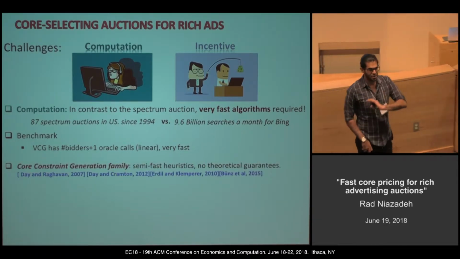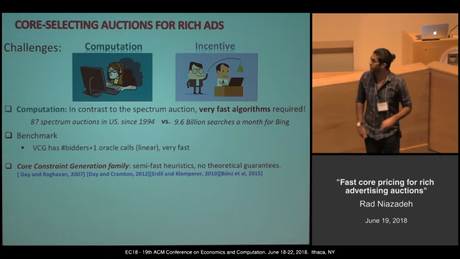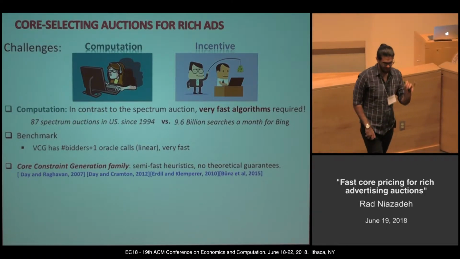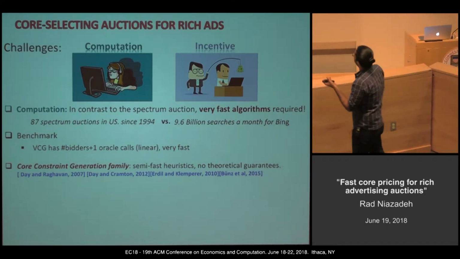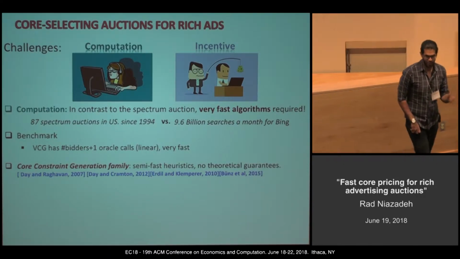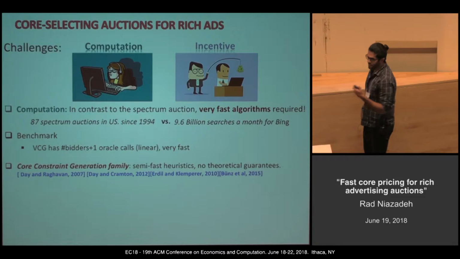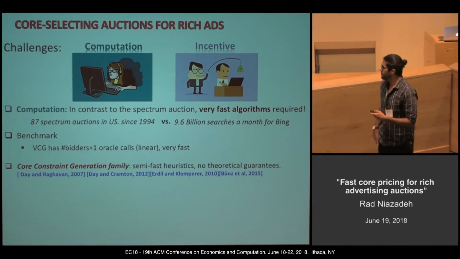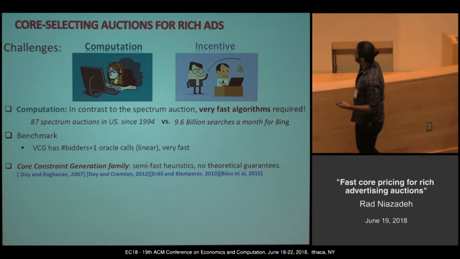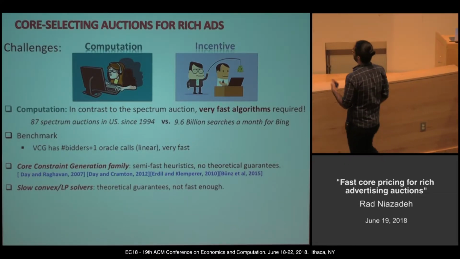In this literature, there is a huge line of research on awesome algorithms that has been implemented in practice. I call them the core constraint generation family. These algorithms are essentially semi-fast heuristics. They don't have theoretical guarantees. However, they work very well in practice. For the purpose of the spectrum auction, they have the desired performance and speed. But this is not fast enough for adoption. If you use them, you won't be able to run things that are happening 9.6 billion times in a month. Another solution is always using LP solvers, and that unfortunately is not fast enough, even though it has theoretical guarantees.